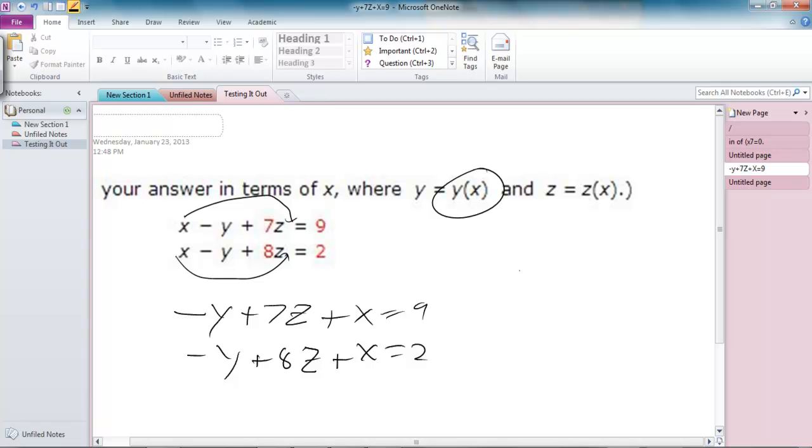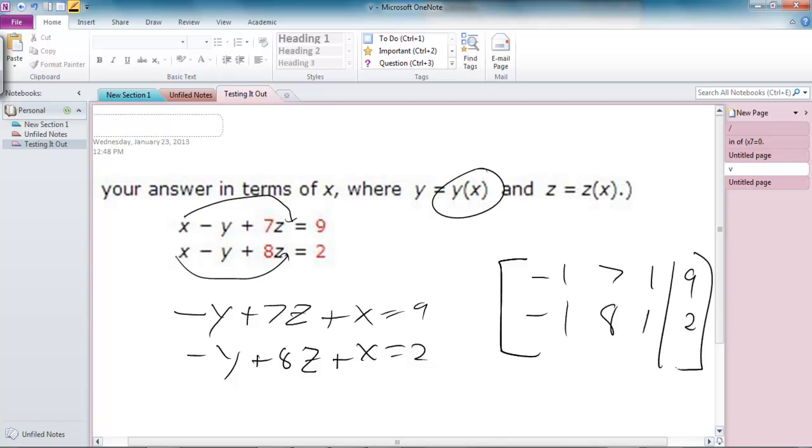So now, if I were to rewrite that into a matrix, it would be negative 1, 7, 1, 9, and negative 1, 8, 1, 2. Now, don't lose track that this column represents y, this column represents z, this column represents x. So when we type that in the calculator or do it by hand, we don't misread our answers.